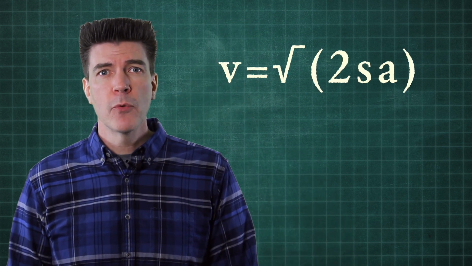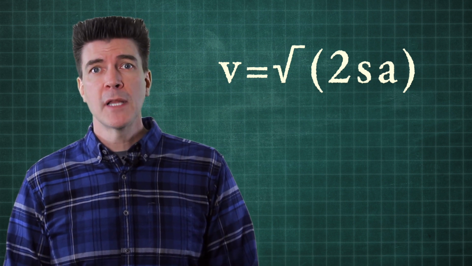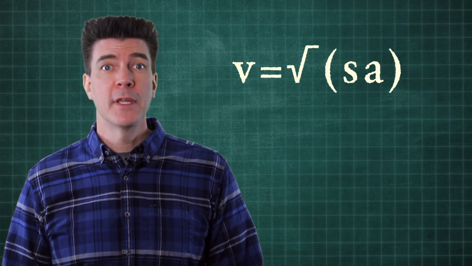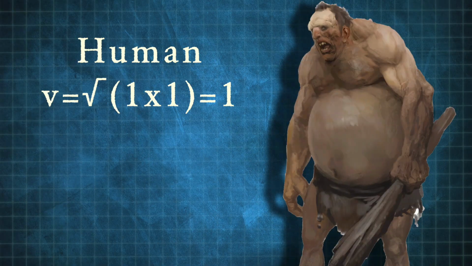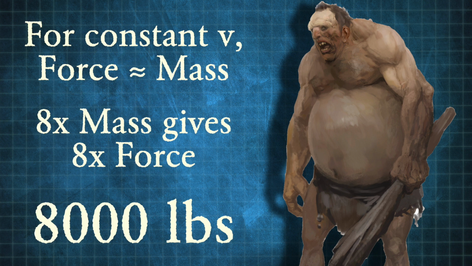Velocity equals the square root of 2 times distance times acceleration. And since we are normalizing the human punch velocity to equal 1, we'll remove the 2 from the equation. As you can see, the giant's punch velocity is exactly the same as the human's. But since his fist weighs 8 times as much, the force impact will also be 8 times, or 8,000 pounds.